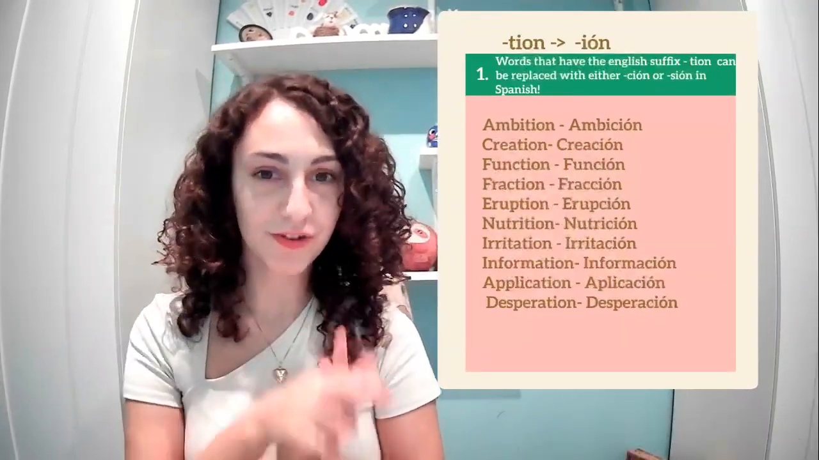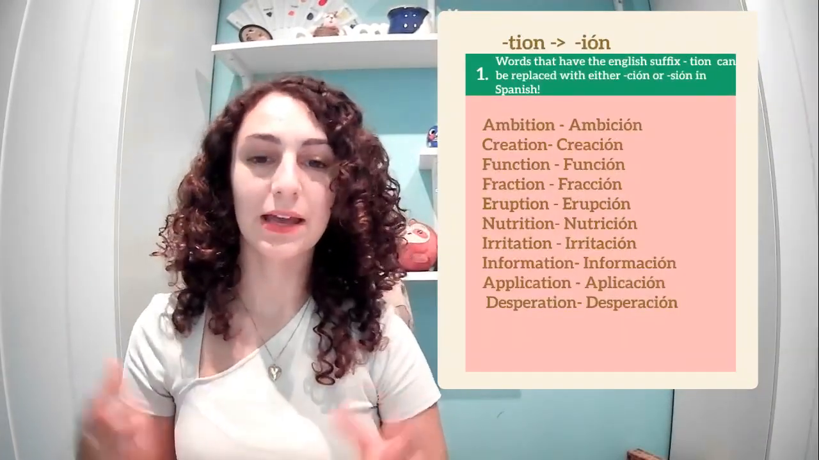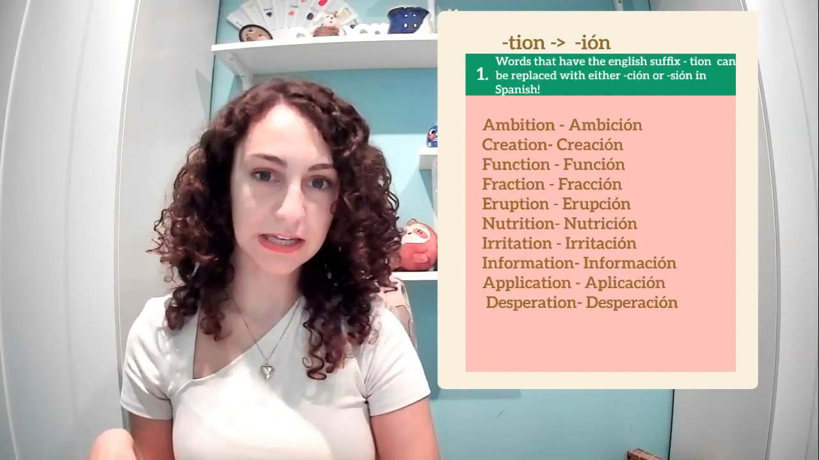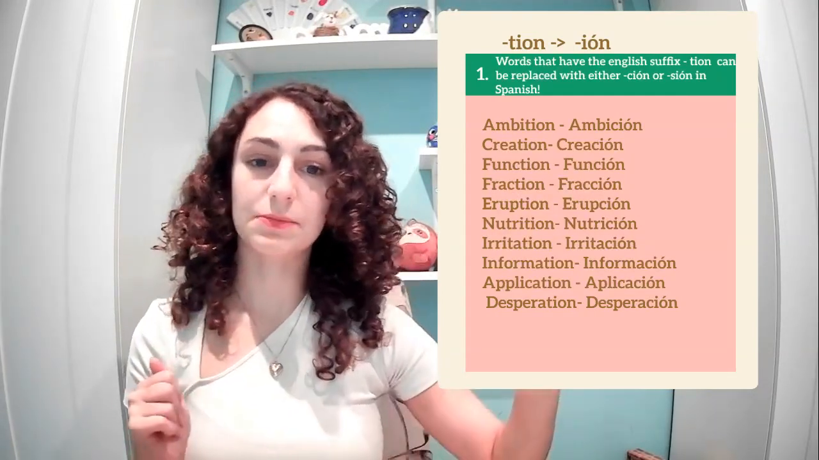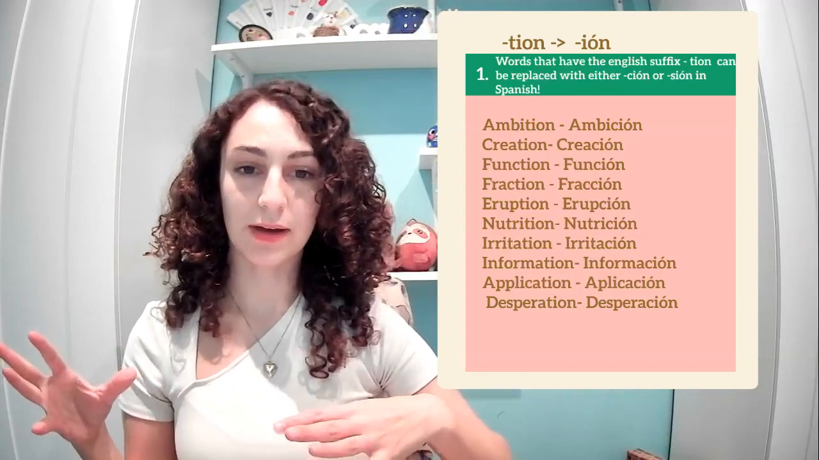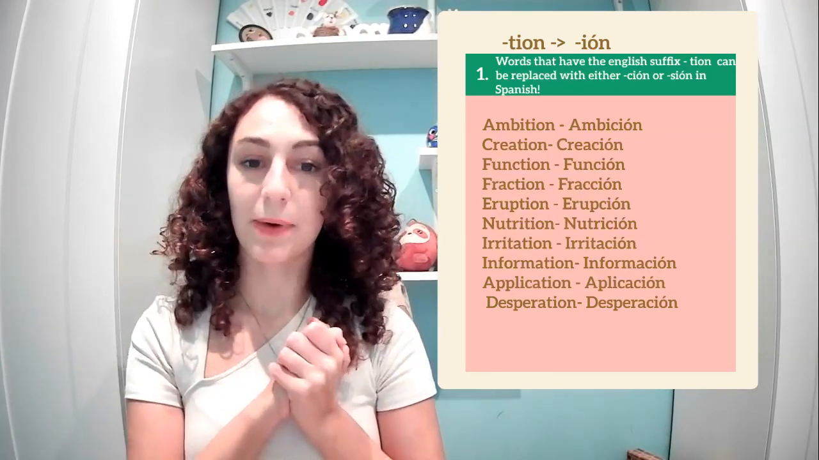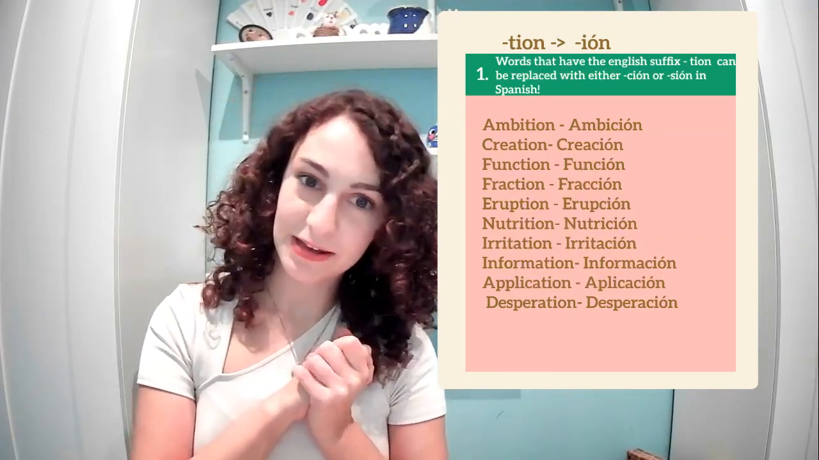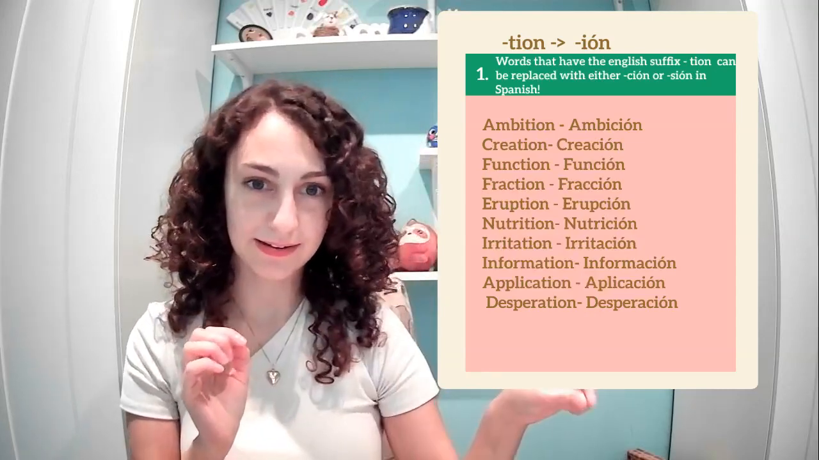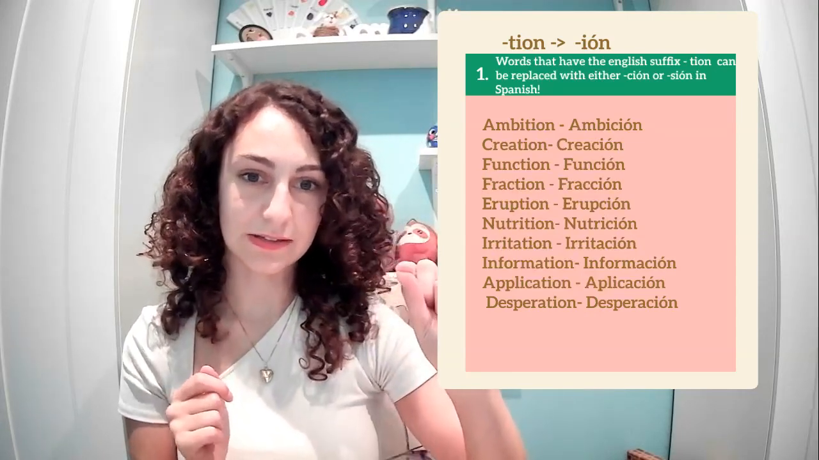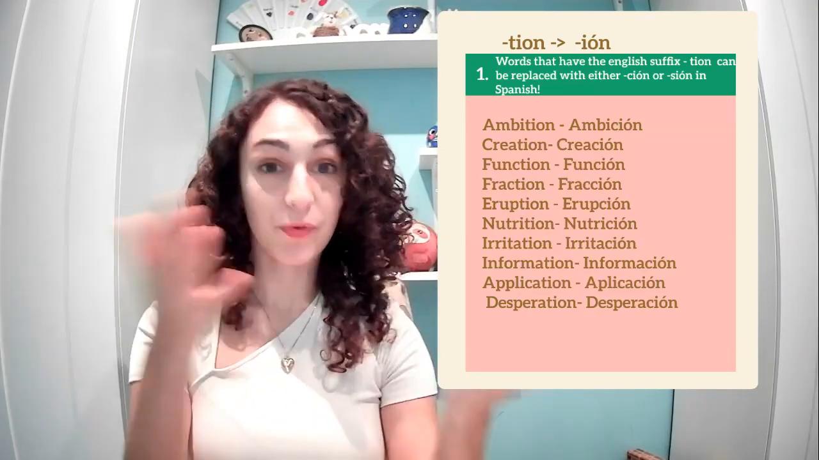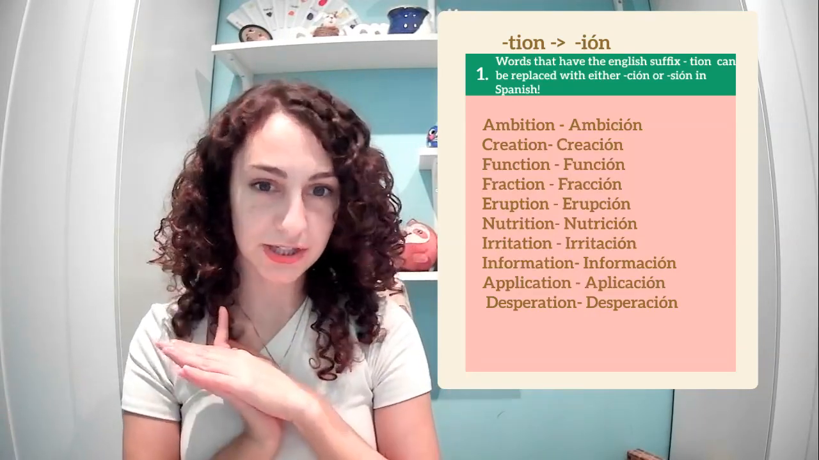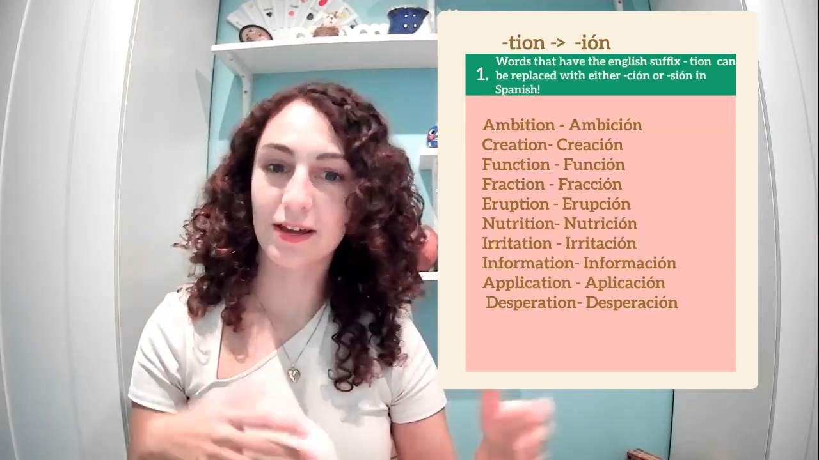Entonces, so the first pattern we're going to look at today is if a word in English ends in tion, in Spanish, it's most likely going to have the same stem, but you will just change the tion to an ión, with the accent. So the T might go to a C or an S, depending. So, por ejemplo, the word ambition, ambición.